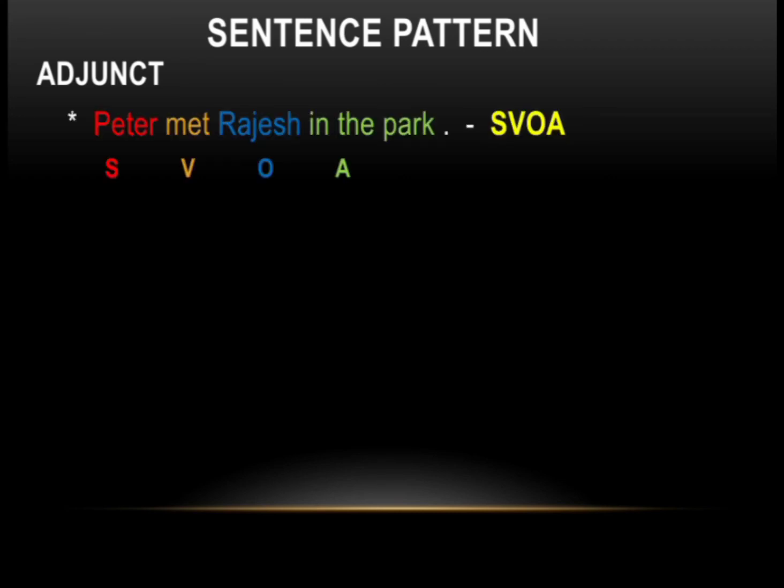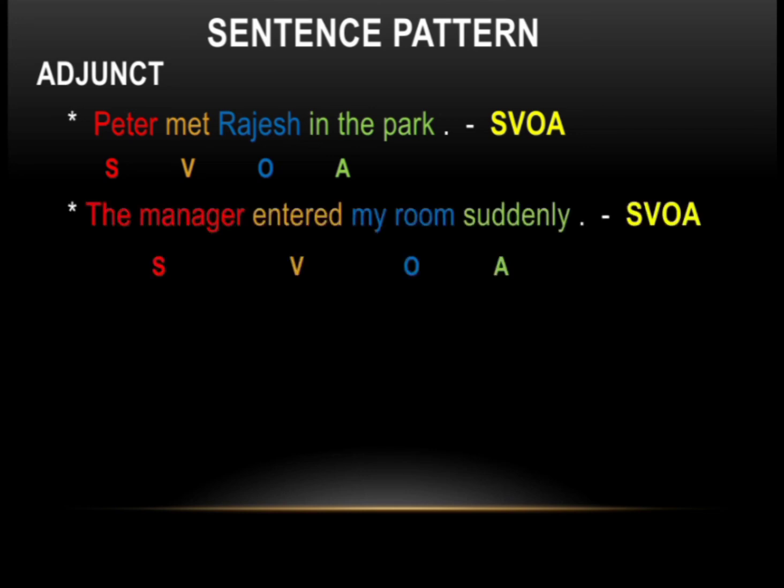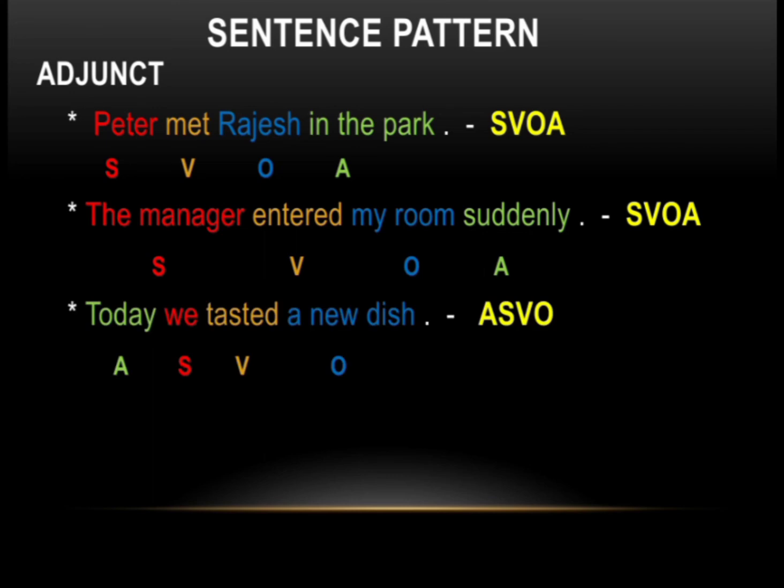Peter met Rajesh in the park. Here Peter is the subject, met is the verb. Whom did he meet? Rajesh. So that is the object. Where did he meet? In the park. That is the adjunct, and the pattern is SVOA. The manager entered my room suddenly. The manager is the subject, entered is the verb, my room is the object. When? Suddenly. So that is the adjunct. So the pattern is SVOA.